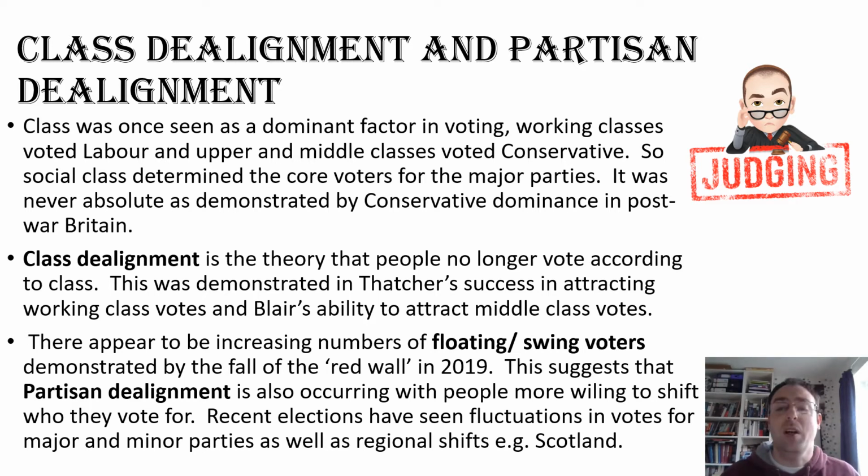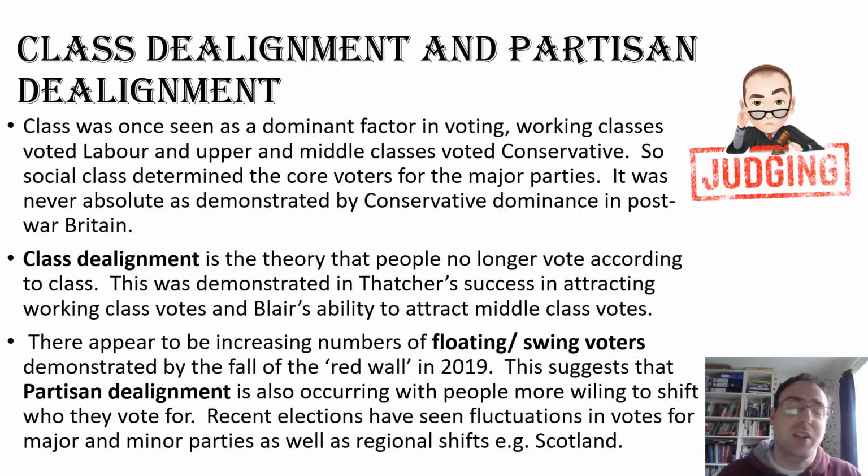So class de-alignment and partisan de-alignment. These are two key shifts in how voting was looked at. It was believed, when we had a very, very solid two-party system, that essentially you had the working classes voting Labour and the upper and middle classes voting Conservative. And these groups provided the core vote. So it was not 100% of all working class voting Labour, and not 100% of all upper and middle classes voting Conservative, but largely in these social groups you got the core voters of the major parties.